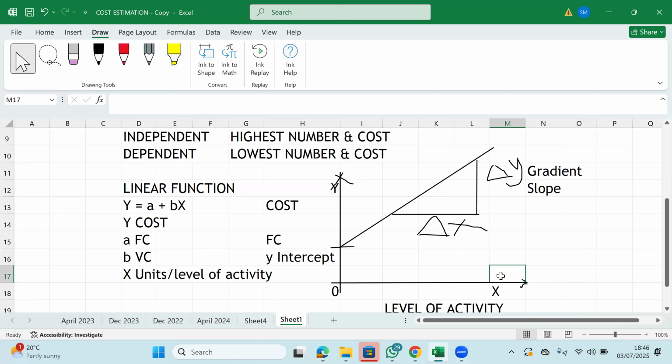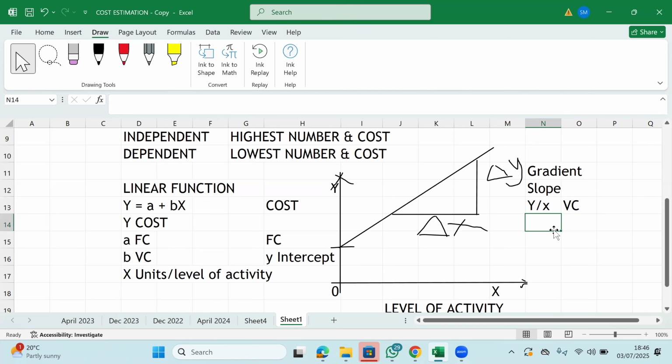Basically, when we talk about the change in Y over the change in X, then we are trying to arrive at our gradient or our slope. Maybe I can just type it here. Our change in Y divided by the change in X would basically be giving us our gradient or slope. And I hope we know what the gradient is, and we appreciate that our change in Y over change in X would be giving us our variable cost, the VC.